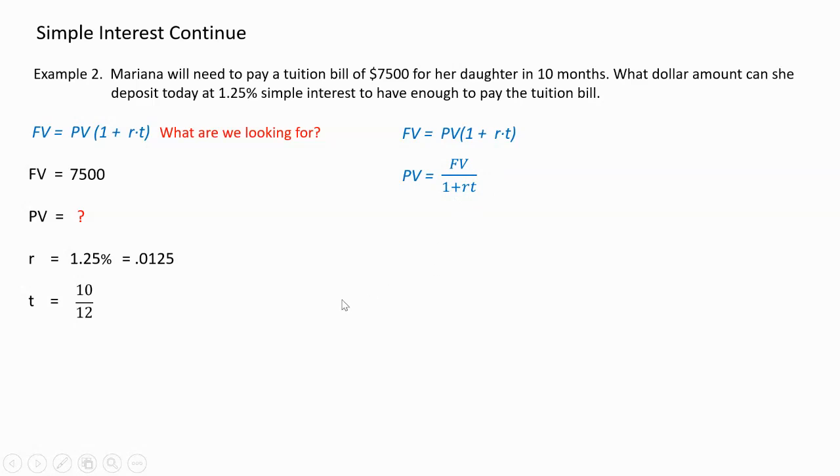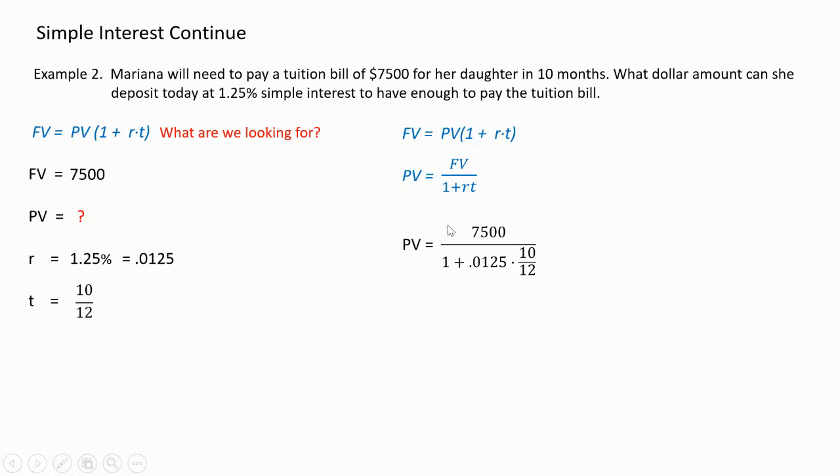The other way is much more student friendly for students that don't know how to use a calculator. So I'm going to use this method first, and then I'm going to use the other way by using a TI-83, TI-84 calculator. If we do it this way, we plug everything in. This is my future value, which is 7,500. We have 1 plus r, r is 0.0125, times t is 10 over 12.